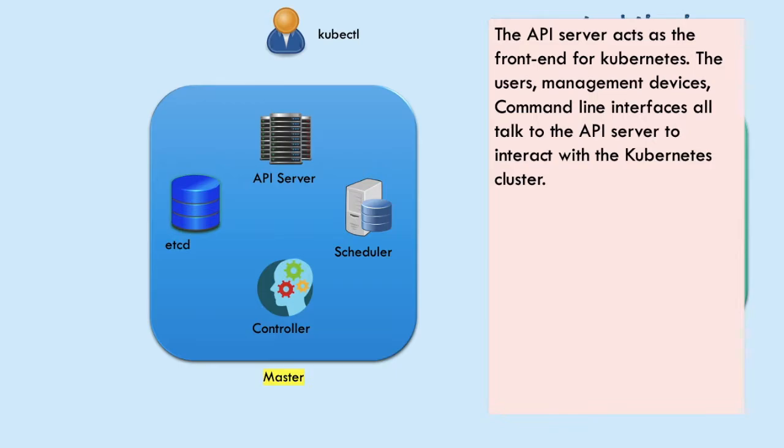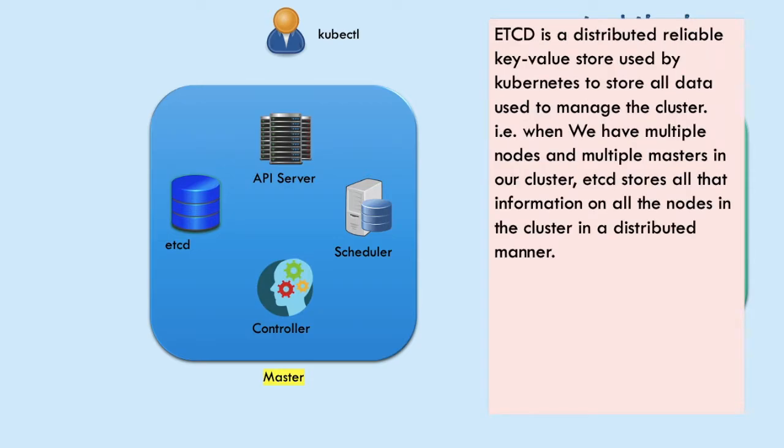The API server acts as the front end for Kubernetes. The users, management devices, and command line interfaces all talk to the API server to interact with the Kubernetes cluster. etcd database. So etcd is a distributed reliable key value store used by Kubernetes to store all data used to manage the cluster. That is, when we have multiple nodes and multiple masters in our cluster, etcd stores all that information on all the nodes in the cluster in a distributed manner.